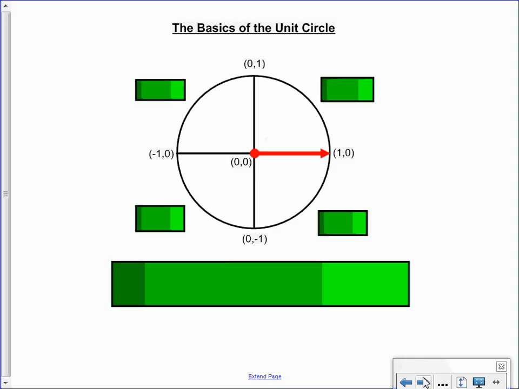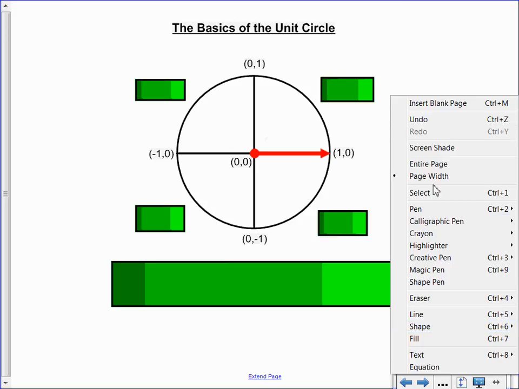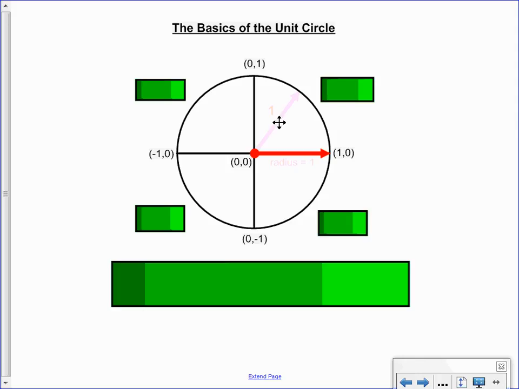They call it the unit circle because the radius is one unit, exactly. So let me hit select. There you go. All right. So the radius is exactly 1 unit.